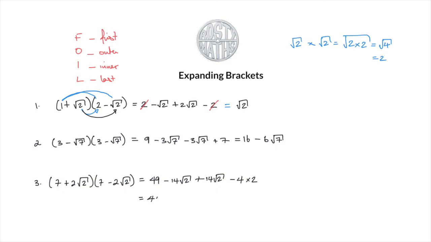So this gives me 49. Now, notice these two are the same. 14 root 2 and 14 root 2. One's a minus and the other one's a plus. If you haven't guessed it, see you later, because they will end up subtracting each other and then they will be gone. All right, so now what I've got left is just the 4 times that 2, which is going to be minus 8. So 49 take away 8 is 41, and just like that, this is finished.